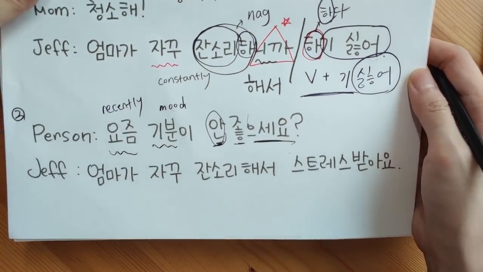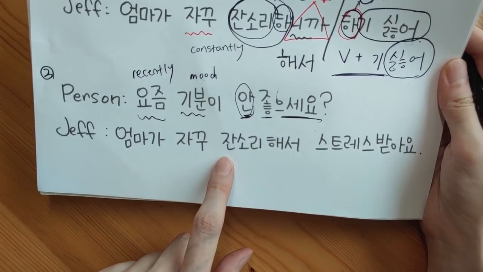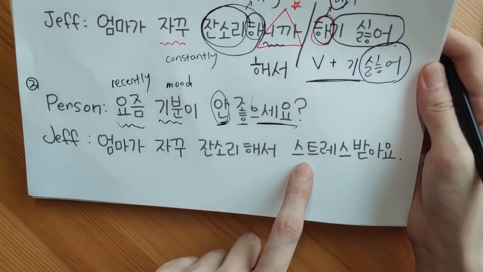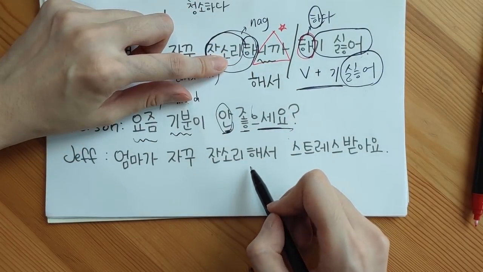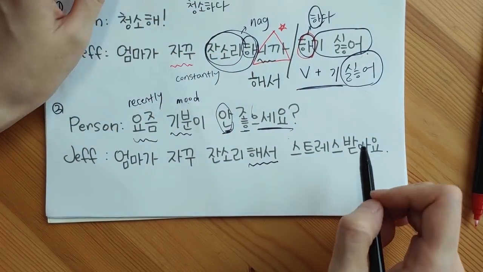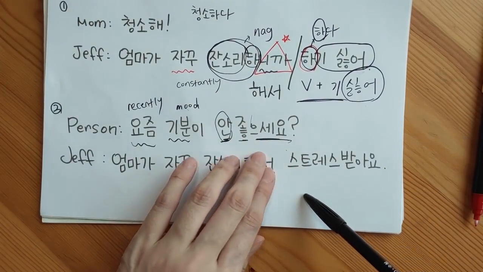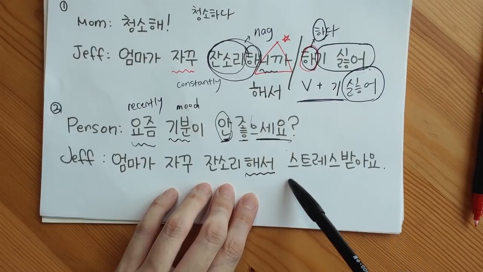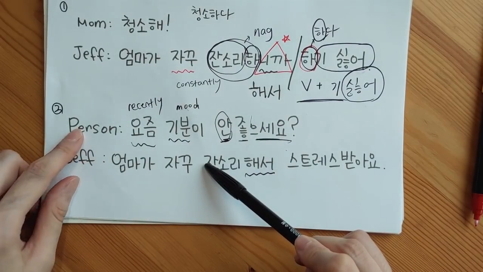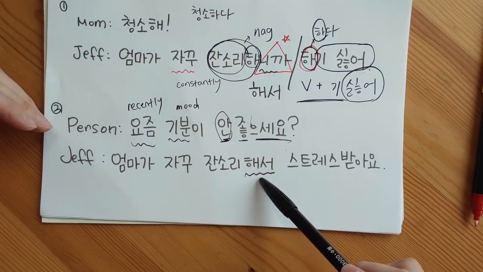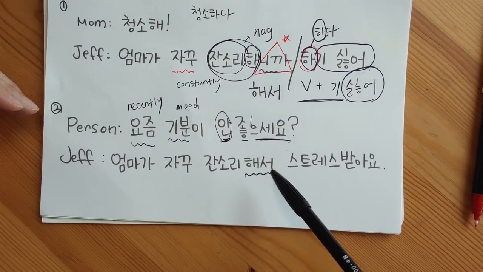요즘 기분이 안 좋으세요? And Jeff says, 엄마가 자꾸 잔소리해서 스트레스 받아요. Here, instead of 하니까, 해서 is used. And this is because Jeff is stating the general reason of him not feeling well. And this reason is something that the other person does not know, right? So 니까 is wrong here, and 해서 is the more correct one.